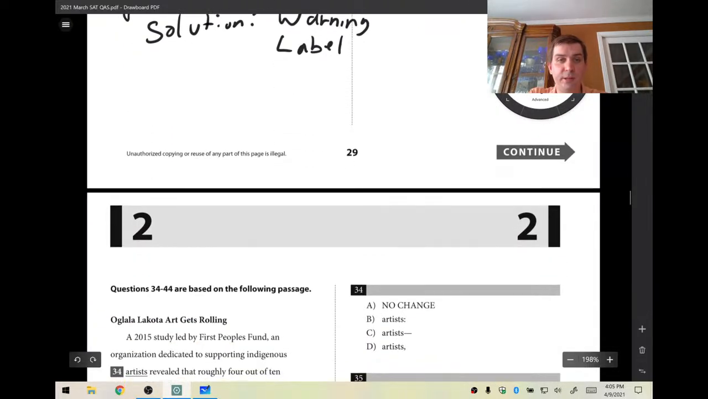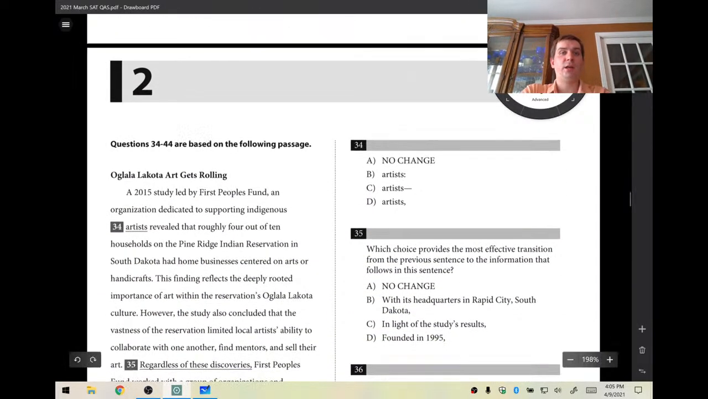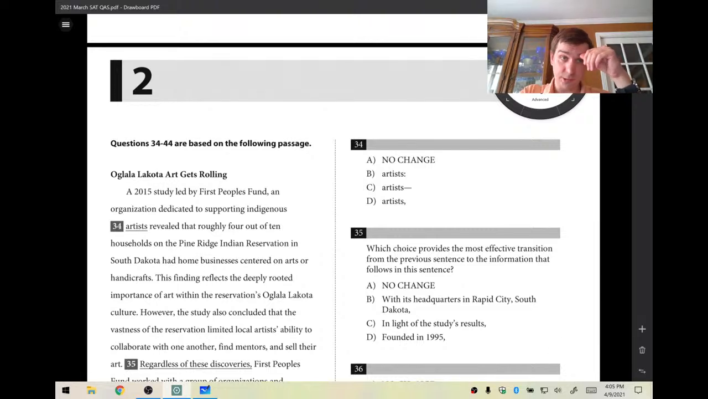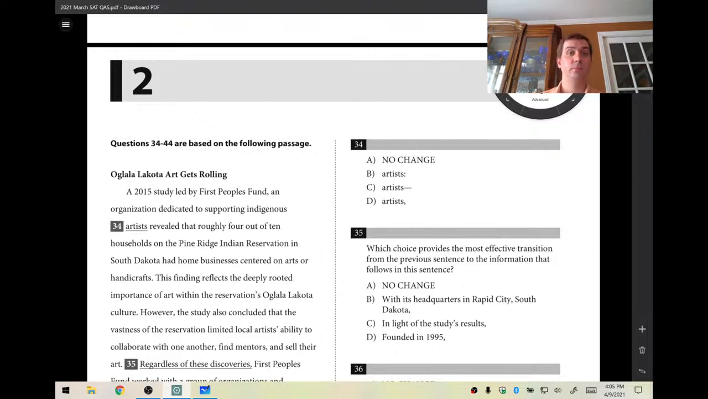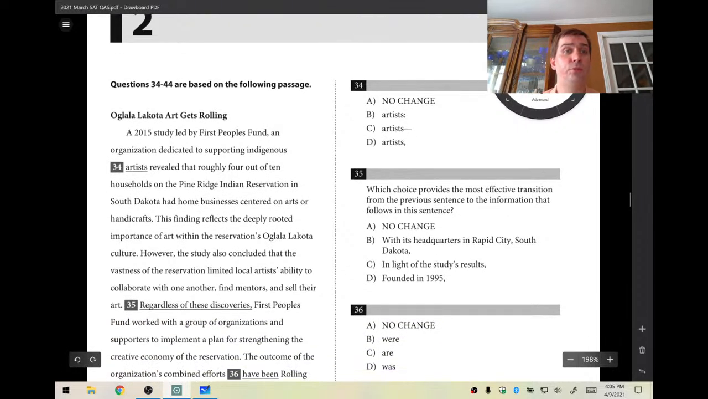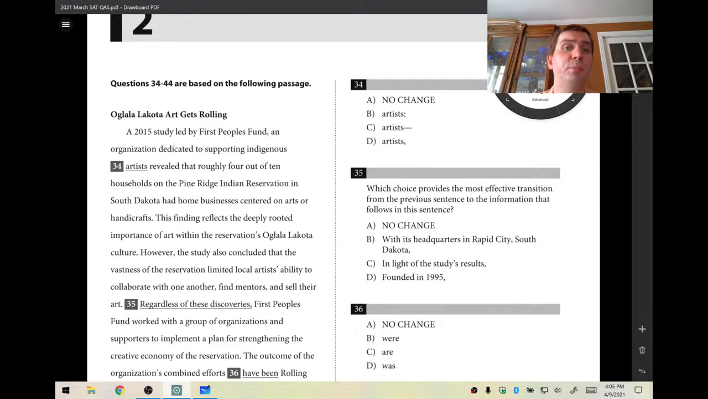Coming up to the end of this passage. Oh, yeah, that was the end of this passage. All right, here's the last one. All right, so it says, Oglala Lakota art gets rolling. All right, let's read the first one. A 2015 study led by First Peoples Fund, an organization dedicated to supporting indigenous artists, revealed that roughly 4 out of 10 households on the Pine Ridge Indian Reservation in South Dakota had home businesses centered on arts or handicrafts.